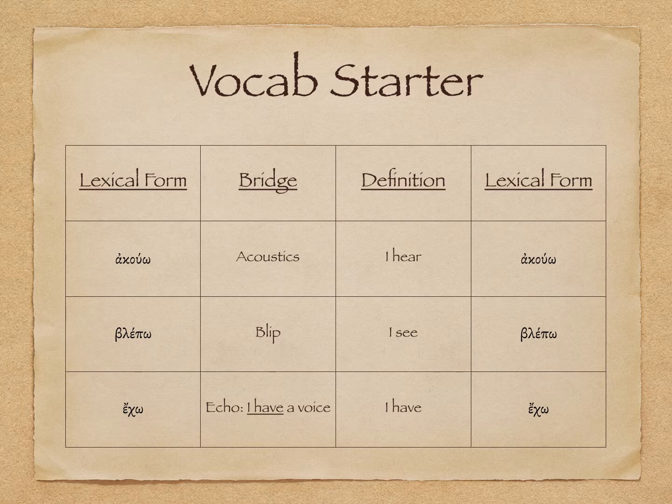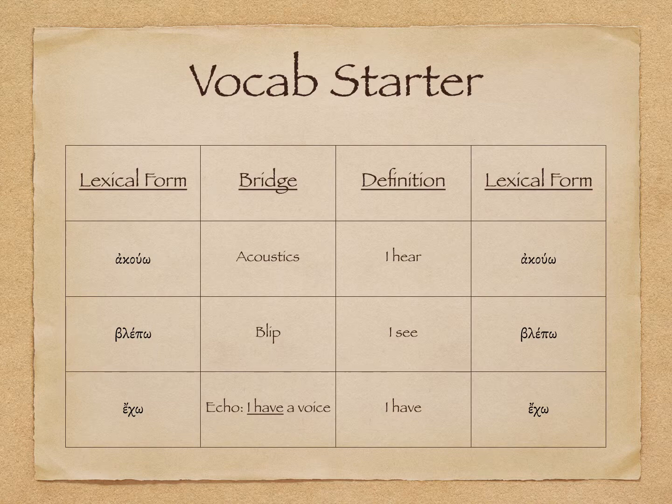I would suggest that you hand compose some charts like this, 8.5 by 11, turn it landscape, and make many of these, perhaps photocopy them, and then don't use a computer, but just write in the lexical form and come up with a bridge that can help you to remember the definition. Blepo, for instance. When I hear blepo or see it, I think of blip. Well, blip is something I might see, a blip on the radar, so to speak. Blepo, blip, I see.